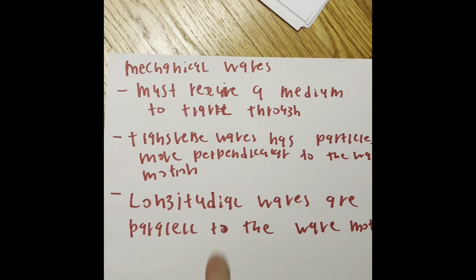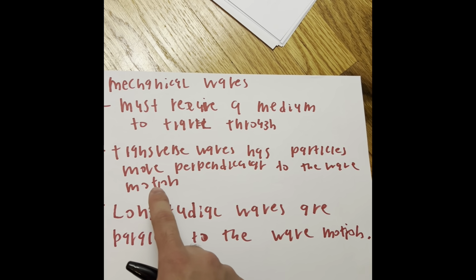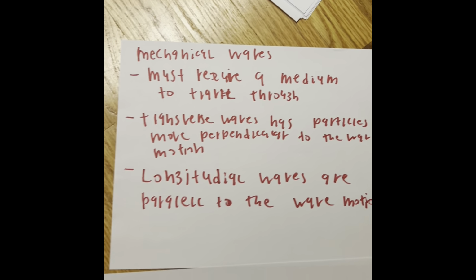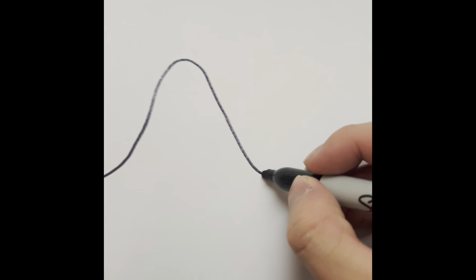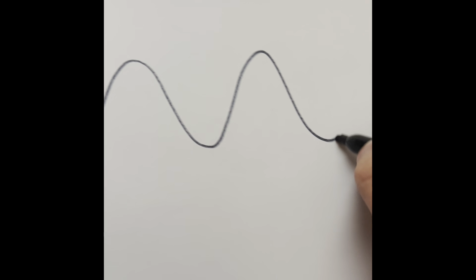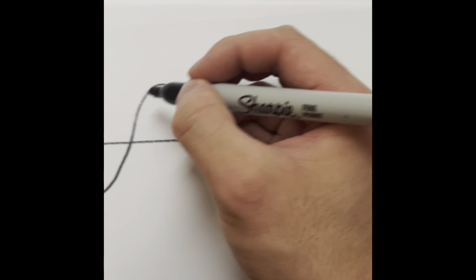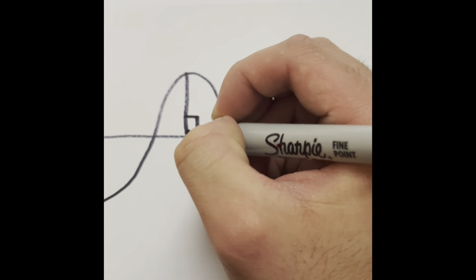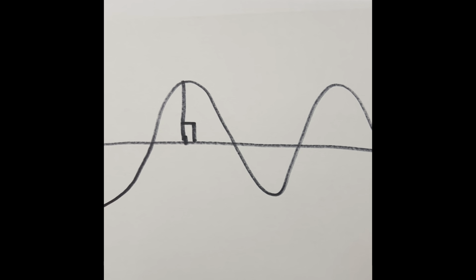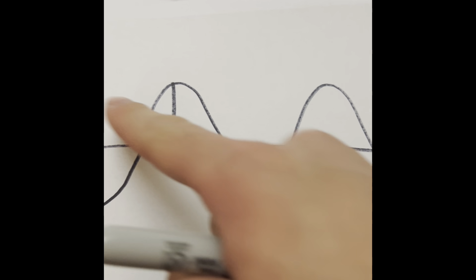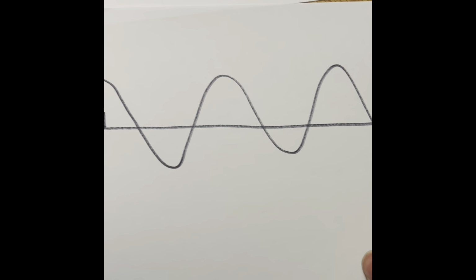We could also learn about transverse waves and longitudinal waves. Transverse waves have particles moving perpendicular to the wave motion. These are the most common types of waves that you will assume and think about, the ones that easily just go up and down, up and down. They're always transverse to the direction of where they're going: up and down when the wave is going to the right.